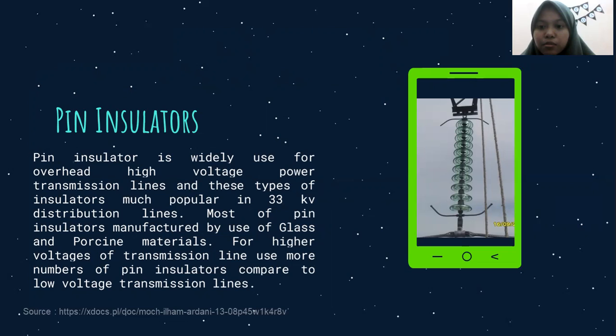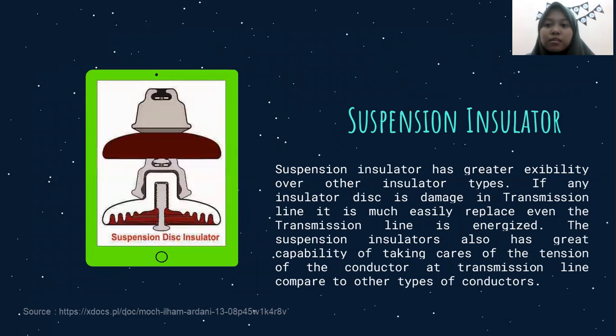And this picture uses glass material. For higher voltage transmission lines, more pin insulators are used compared to low voltage transmission lines. Number two is the suspension insulator.